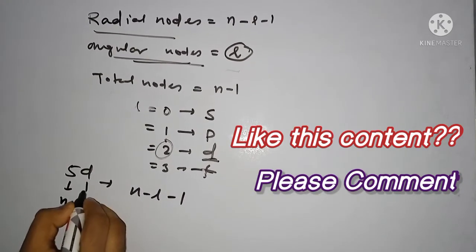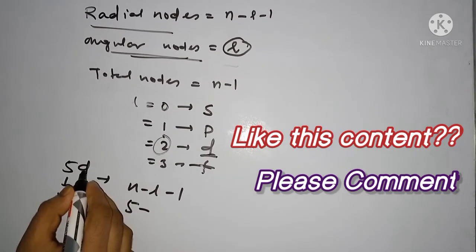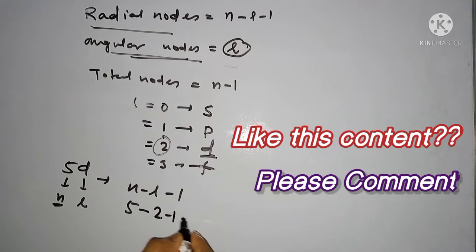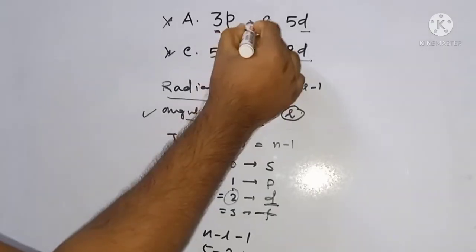This is the n value and this is the l value, so n is 5 minus l. In case of d, l equals 2, minus 1, equals 2. So radial nodes equal 2 and angular nodes equal 2. So option B is the right answer.